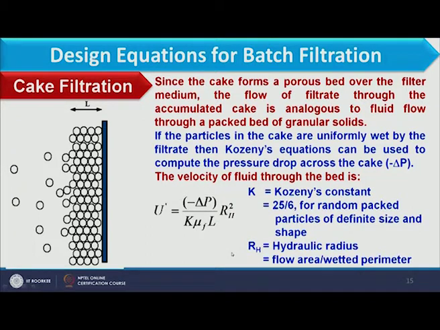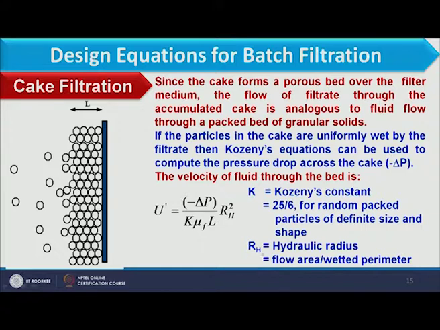So here we have to derive the expression of RH to calculate the expression of U dash. So here I have to define the RH expression, and then that expression will be put in this U dash expression for further derivation. So RH we can define here as flow area by wetted perimeter. However, in actual sense, when we consider this cake that we have assumed as a packed bed, this RH is further defined as the flow volume by wetted area.